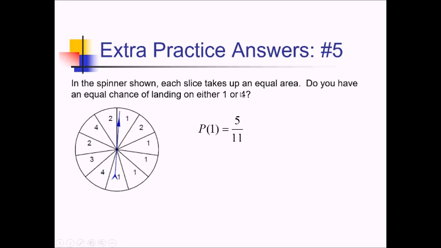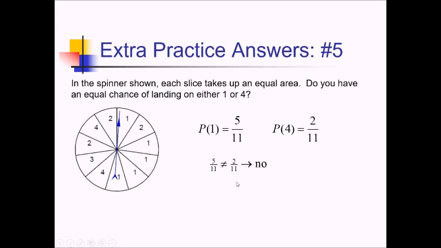For the probability of 4, that's again going to be something over 11 because we had 11 total spaces. For the 4s, we've got a 4 here, another one up here, and it looks like those are the only 2. So 2 out of 11. Well, since 5/11 does not equal 2/11, that means we do not have an equal chance of landing on either of those spots.